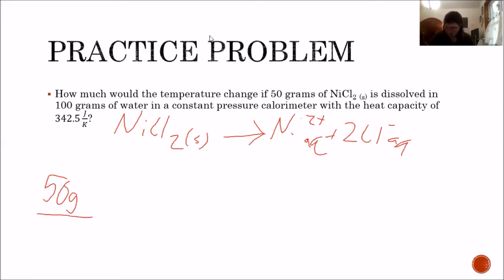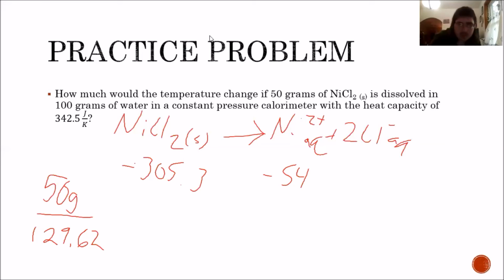Nickel chloride has a molar mass of 129.62. And we need to find the delta H. Nickel chloride is negative 305.3. Nickel 2 plus is negative 54. Chloride 1 minus is, let me check that real quick, negative 167.2. There's two of them.